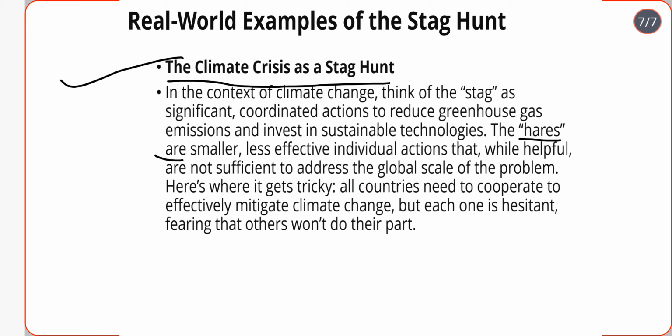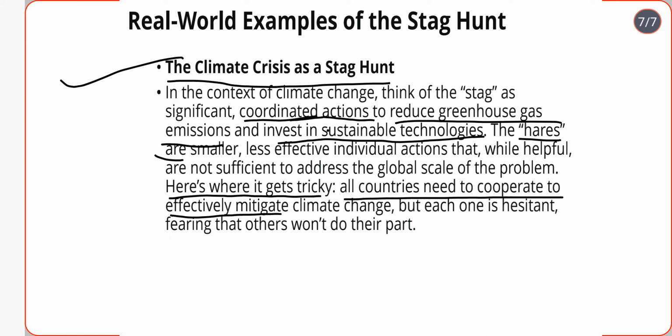And the stag is that when all of the countries in the world or all of the individuals are coordinating with each other with their actions and reducing the greenhouse gas emissions and investing in sustainable technologies. Now here is where it gets tricky, all countries need to cooperate to effectively mitigate climate change. If all countries cooperate with each other, then the reduction of greenhouse gas and investment in sustainable technologies will be successful. But each one is hesitant, fearing that others won't do their part.